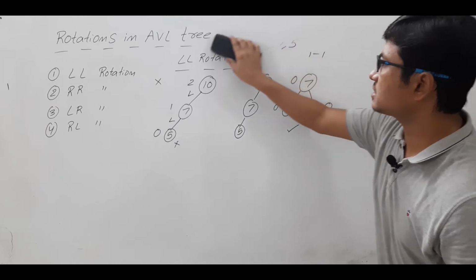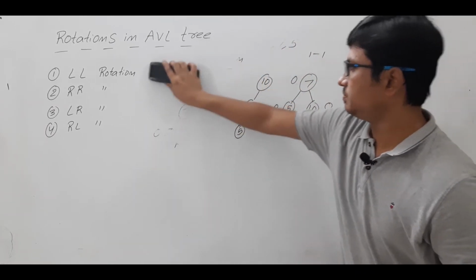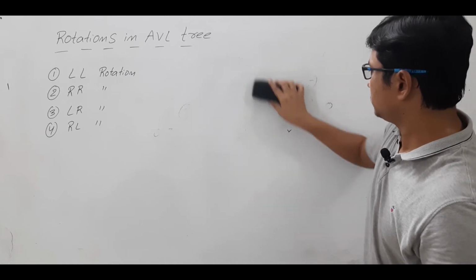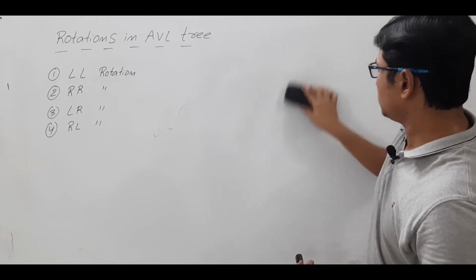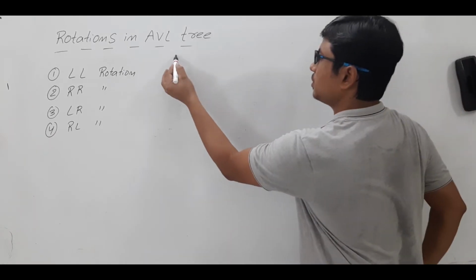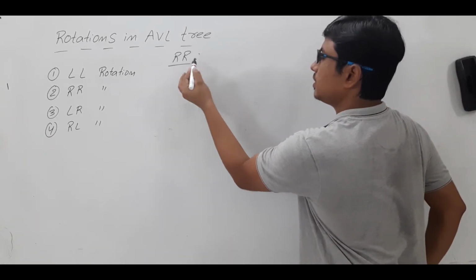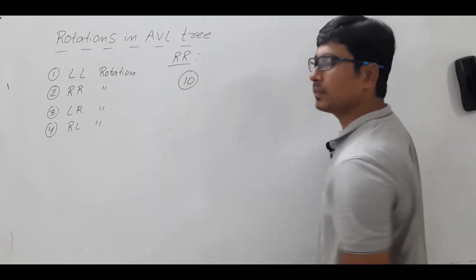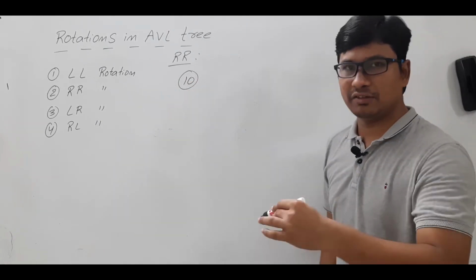Now let me discuss RR rotation. Okay. Now you want to insert 10, it is okay. The balancing factor is 0. Again, I will not discuss.